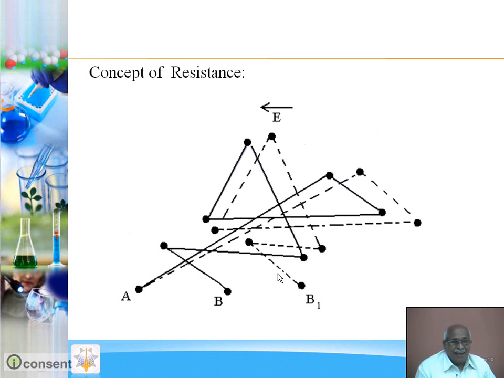So we say that there is a drift of the electron from B to B1.